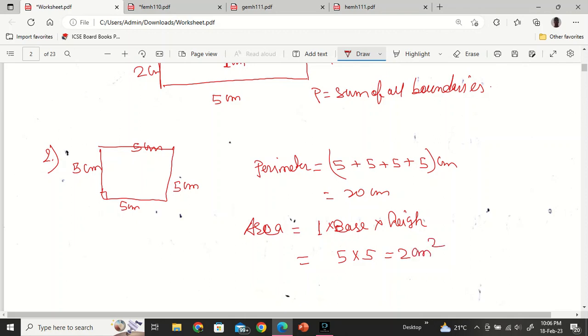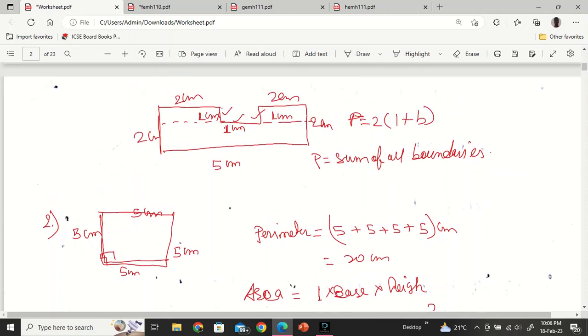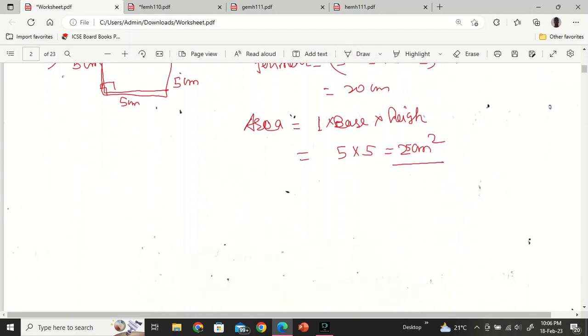It will be 25 centimeter square because whenever we find area it is in 2 dimensions. So it will be 25 centimeter square, and whenever we find perimeter we find that in 1 dimension, so it is always in centimeter. And again when we find volume, it will be in 3 dimensions, so it will be in centimeter cube. So it is 25 centimeter square, so square is done.